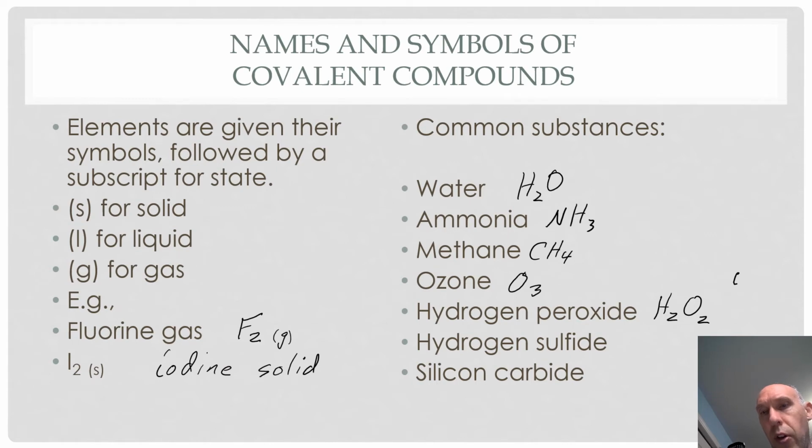Hydrogen sulfide is actually H2S. Originally, people didn't realize there were two hydrogens associated with the one sulfur, so they just called it hydrogen sulfide. And the last one is silicon carbide. Silicon carbide has the symbol SiC. This is the material that we think of when we talk about carbide tips for drill bits and blades to make them last longer. Those are our common substances and the elements.